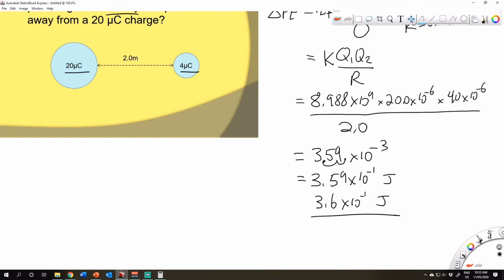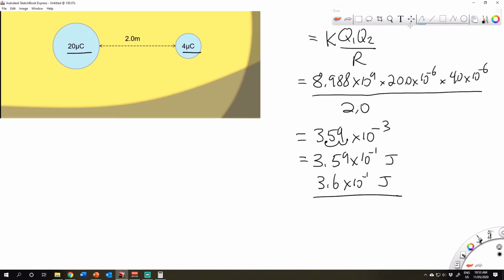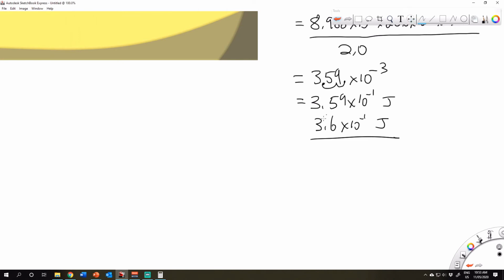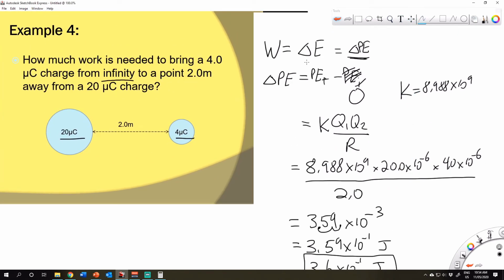So if I want to drag a 4 microcoulomb charge towards a 20 microcoulomb charge and have it sit 2 meters away, I will need to exert about this much energy. Now this question sort of illustrates the fact that, again, work is a change in energy, and that change in energy can be translated as a change in potential energy, or in some cases it might be a change in kinetic energy.